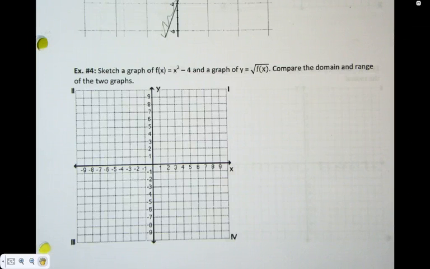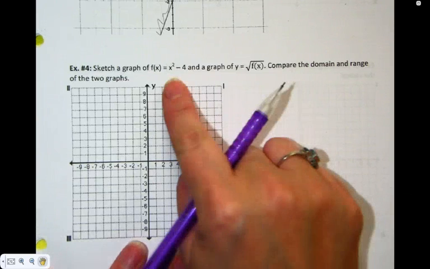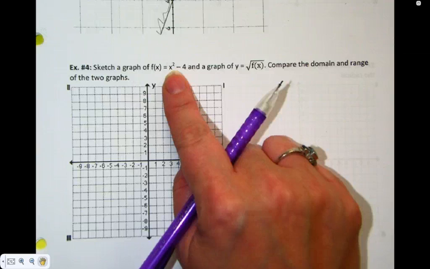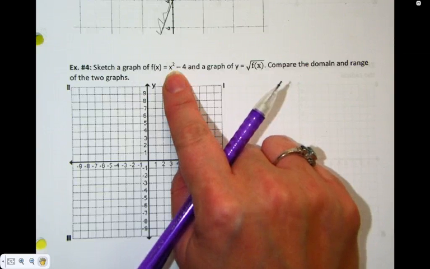So lines are pretty easy. Let's look at quadratics. Sketch your graph of f of x equals x squared minus 4, and then we're going to do the graph of root of f of x. Then we're going to compare the domain and range. So you could go back and do this with transformations, but I wouldn't because we had a method last year to do quadratics, so I would do it that way.